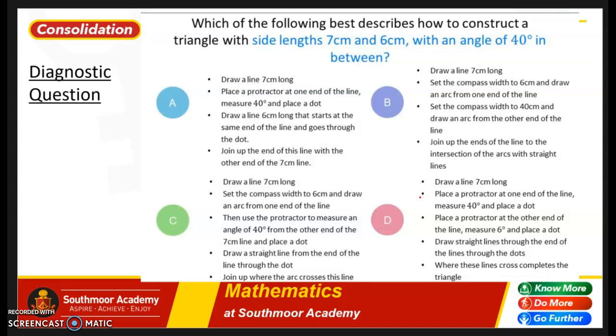So your answer for this was A, so you have to draw the 7 cm line, place the protractor at one end of the line, measure a 40-degree angle, place a dot, draw a 6 cm line that starts at the same end of the line and goes through the dot, join up the end with this line and the other with the 7 cm line. So at the other end of the 7 cm line.